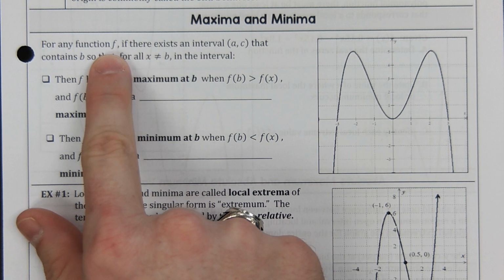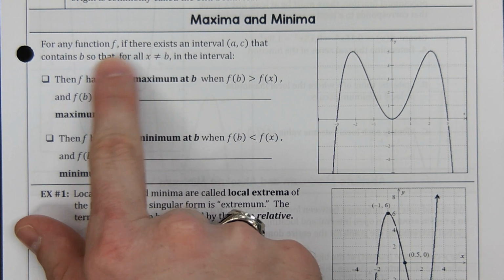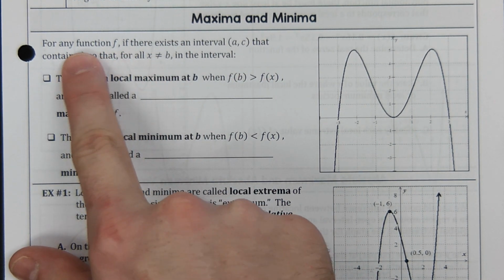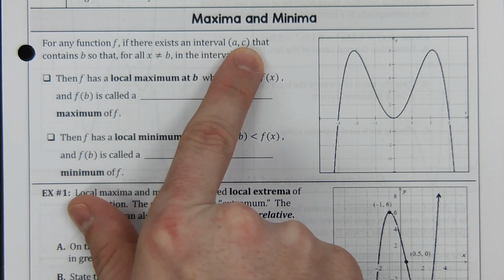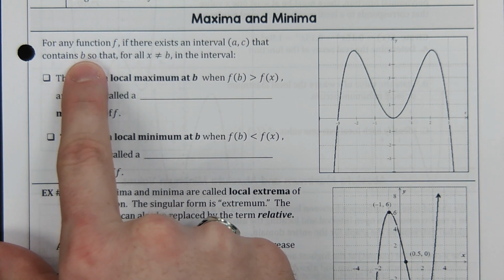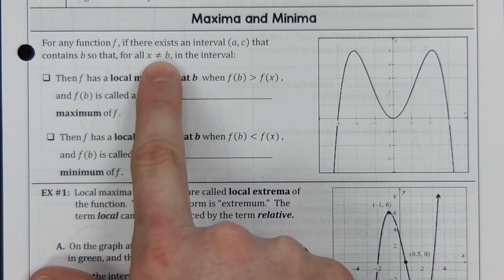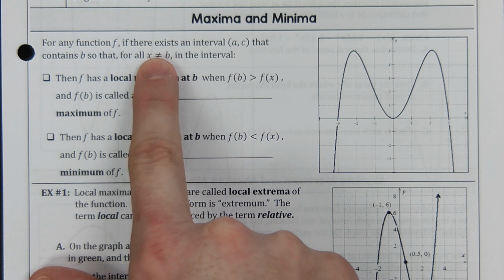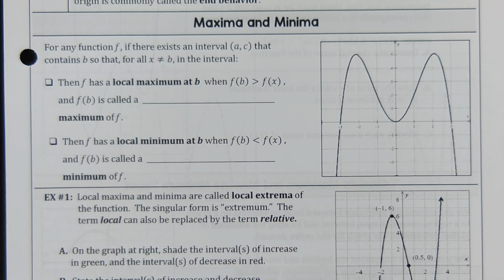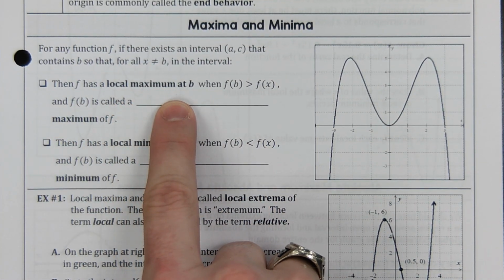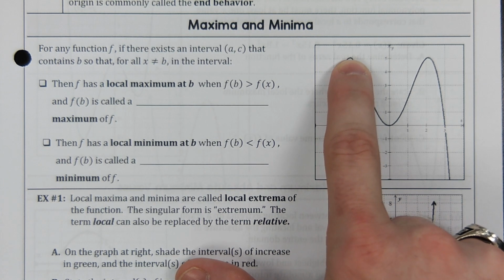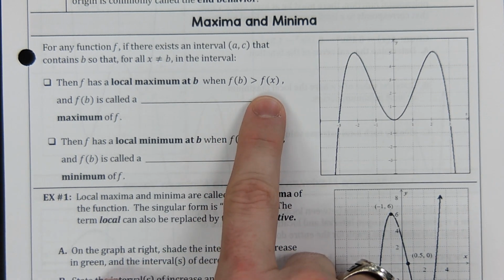For any function f, if there exists any interval from one x to another x that contains a value, as long as your x value is not the one we're looking at, these things are true. But it's so confusing with those kinds of symbols. You know what this really is all telling you? It's called a local maximum if this y value is higher than the y values immediately around it. That's what that says.